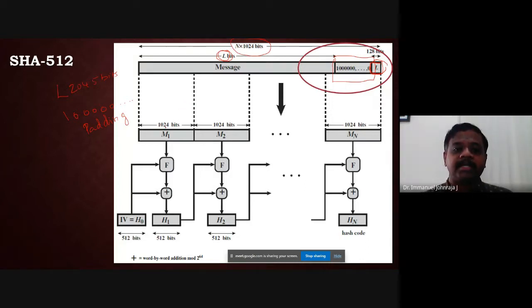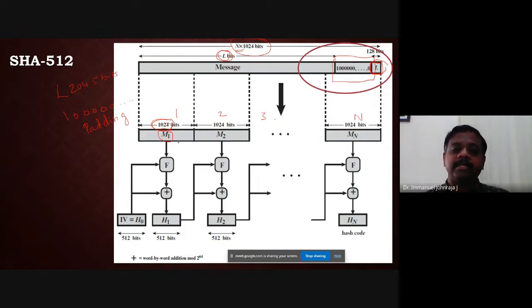And then, as I said, the message is converted into a number of blocks, each of size 1024 bits. Because there are n blocks in this example, you will have block 1, 2, 3, up to the nth block here. Each block has a size of 1024 bits, and they are denoted as M1, M2, up to Mn. Very simple.